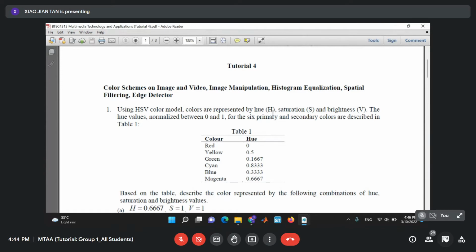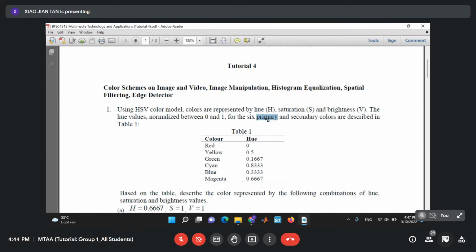Okay. So using the HSV color model, colors are represented by hue, saturation, and brightness, V. Sometimes we call it intensity, HSI. Of course, there will be a bit of difference, but basically the brightness V and the intensity I would be more or less the same. Okay. The hue value is normalized between 0 and 1 for the primary and secondary colors described in table 1.